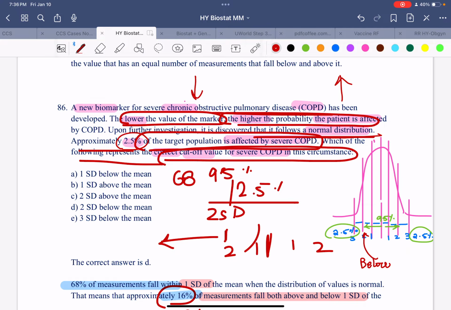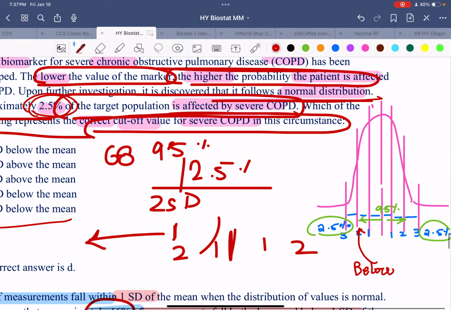So to calculate the correct cutoff value for COPD in this particular situation, we'll have to draw a curve, and they are saying that 2.5% of the target population is affected by severe COPD, and then we have to determine how many standard deviations below the mean that would be, right? So remember, for 1 standard deviation, 2 standard deviations, 3 standard deviations, the values we did: 68, 95, and 99. Now out of these values, which one can be equally distributed as 2.5% on each side?